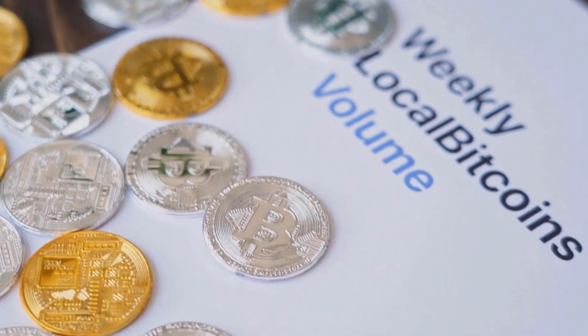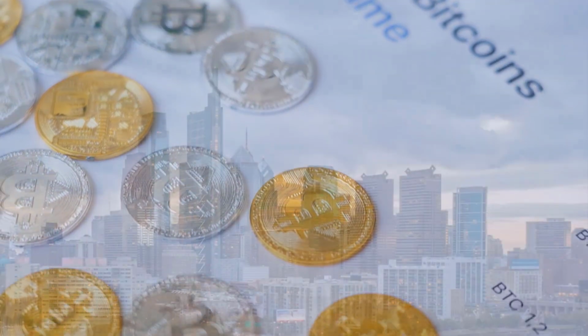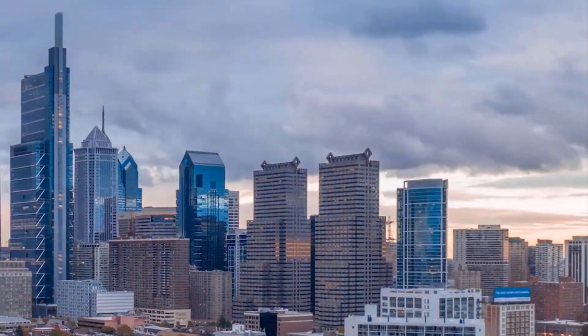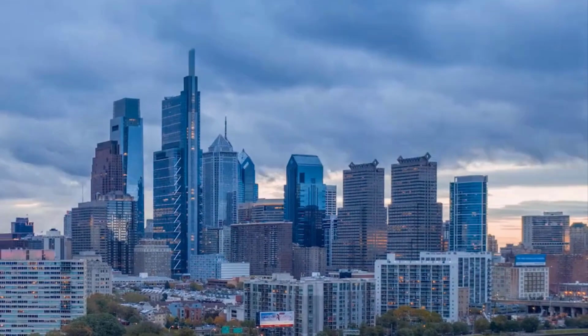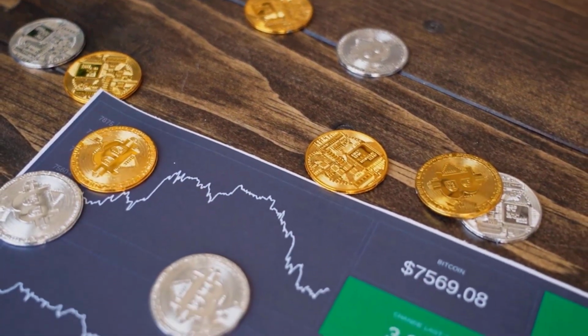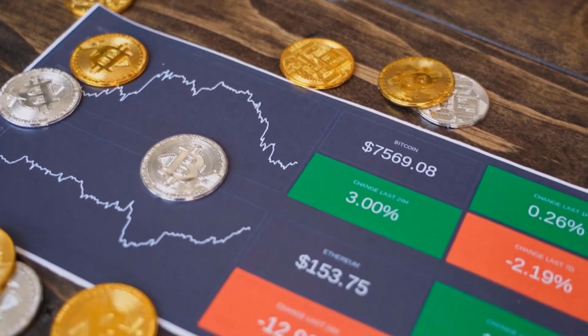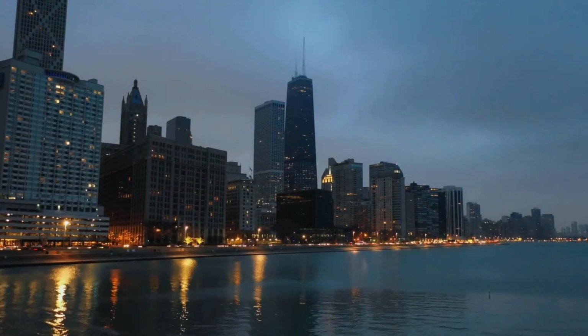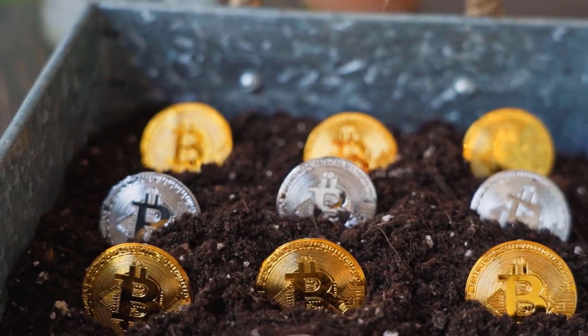Axie Infinity price prediction for November 2024. Initially price at $9.93. High price 10.77, while low price 9.37. The average for the month $10.04. Axie Infinity price forecast at the month's end $10.07, change for November 1.4%.